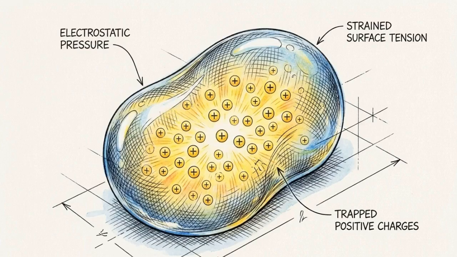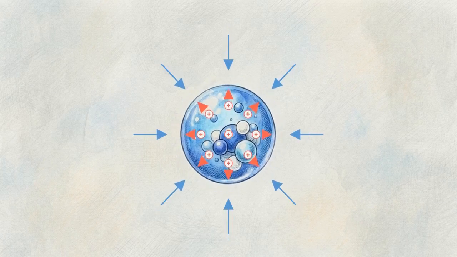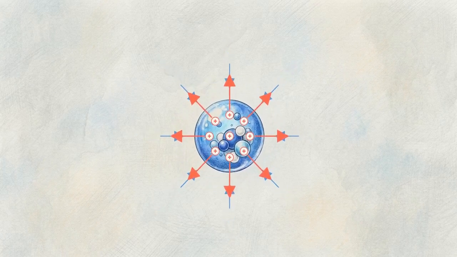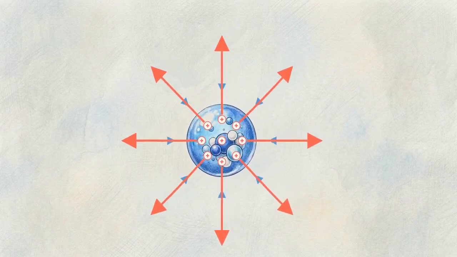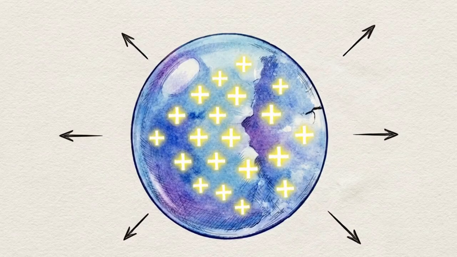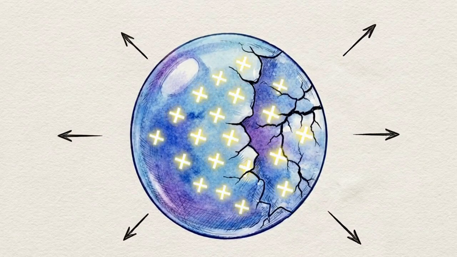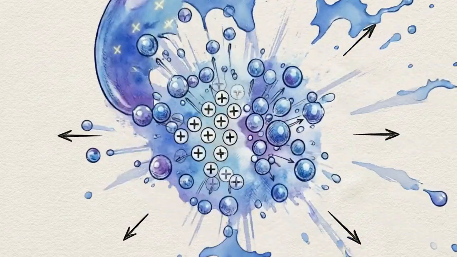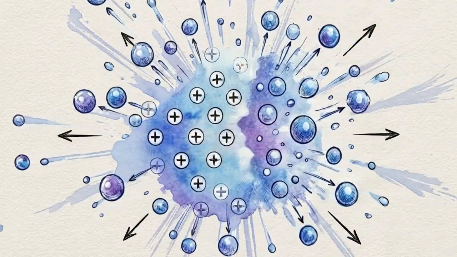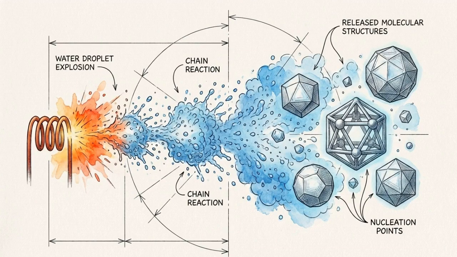Eventually, the droplet hits the Rayleigh limit, the critical threshold where the outward electrostatic repulsion of the positive charges overcomes the inward surface tension. The liquid droplet shrinks down continuously until the trapped charges repel with enough explosive force to violently tear the droplet completely apart. This coulombic explosion repeats in a continuous cascade, eventually leaving behind bare, isolated analyte ions floating in the gas phase.